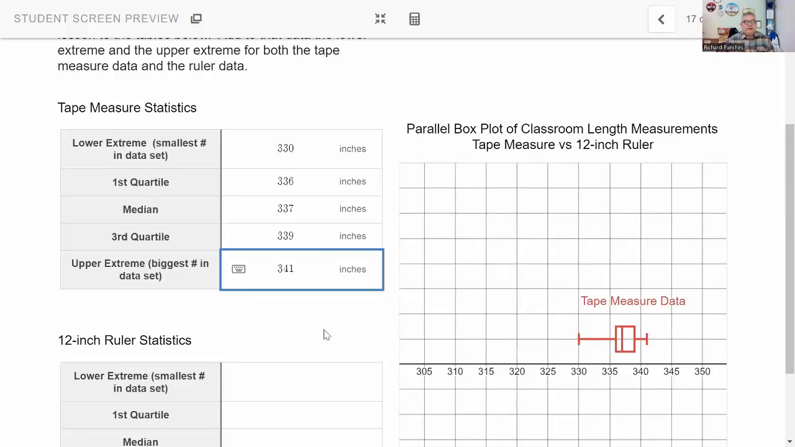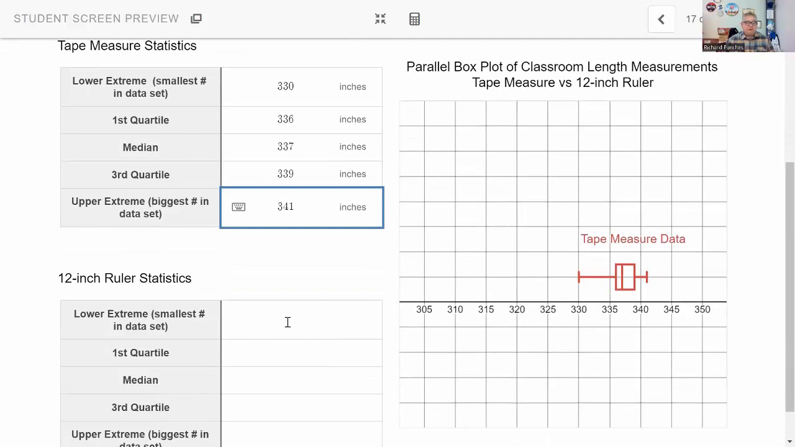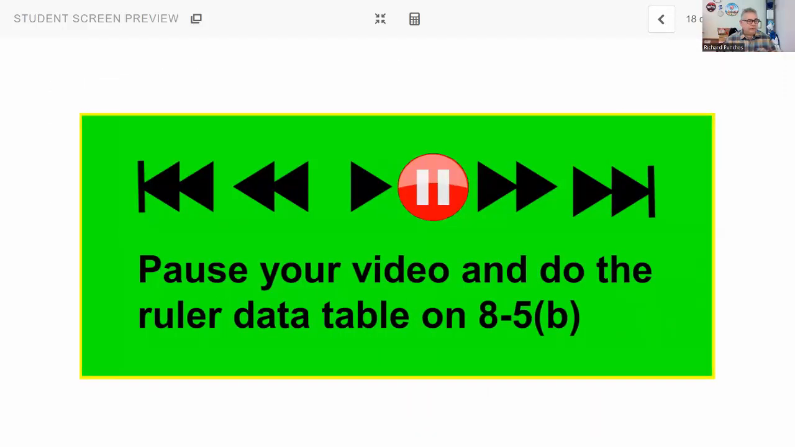Interesting. Okay, I need you to go get the ruler data. I'll help you out with the extremes, but I need you to go back to page 11. So pause your video, go back, find the data, fill it in. Let's do that right now. Please pause your video and do the ruler data.